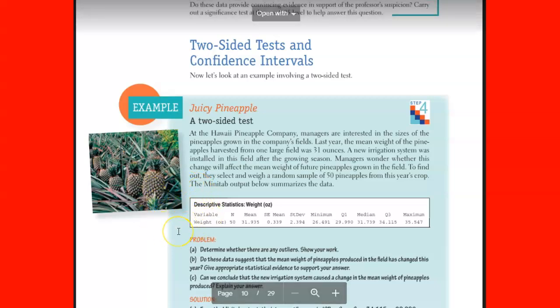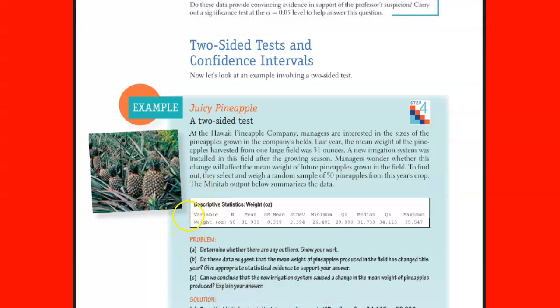And Minitab, which is computer software, it's like having an assistant that does all the work for you. They gave this data. The variable was weight in ounces. N equals 50, the sample size. I wish they would have used a little n here, but Minitab doesn't do it that way. The mean, the average, was 31.935. Hey, sweet, that's bigger than 31. I guess that's a good sign.